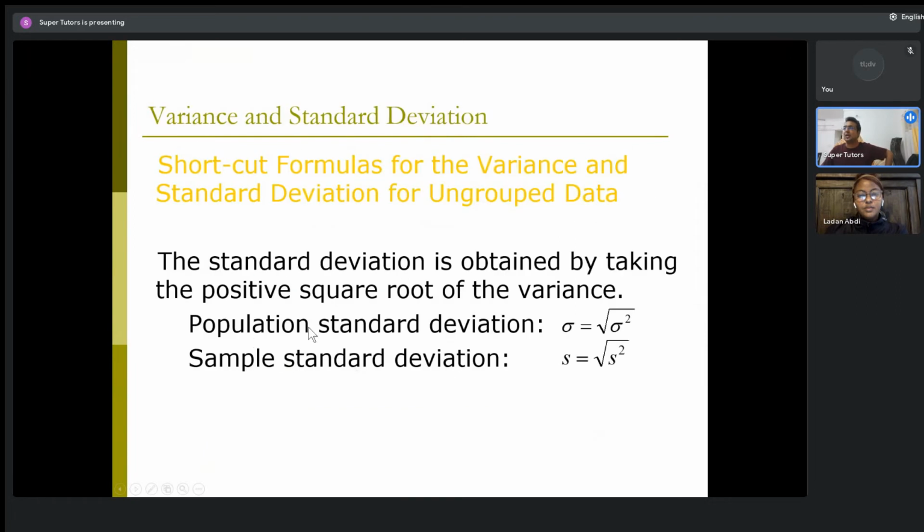And of course, if you have to calculate the standard deviation from the variance, you simply take the square root of that. So population standard deviation is the square root of sigma square, and sample standard deviation is the square root of s square. That's it.